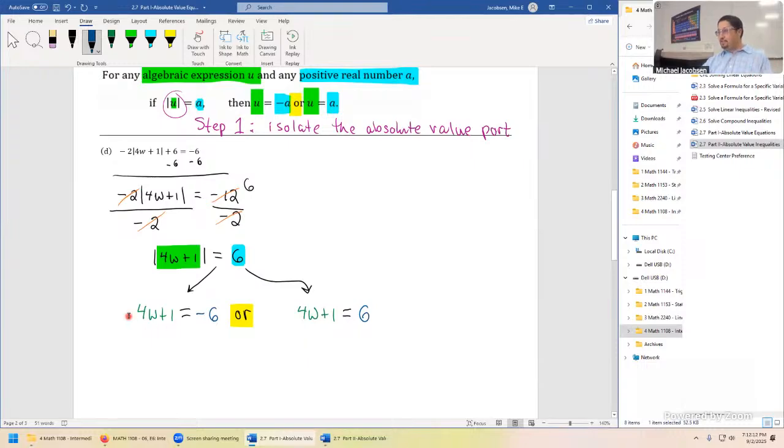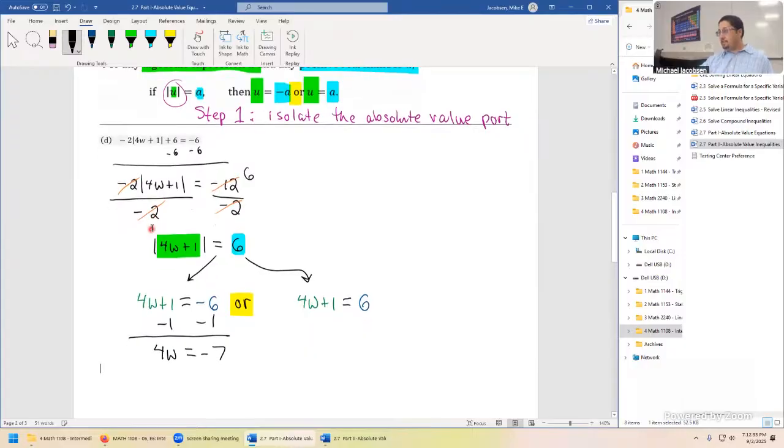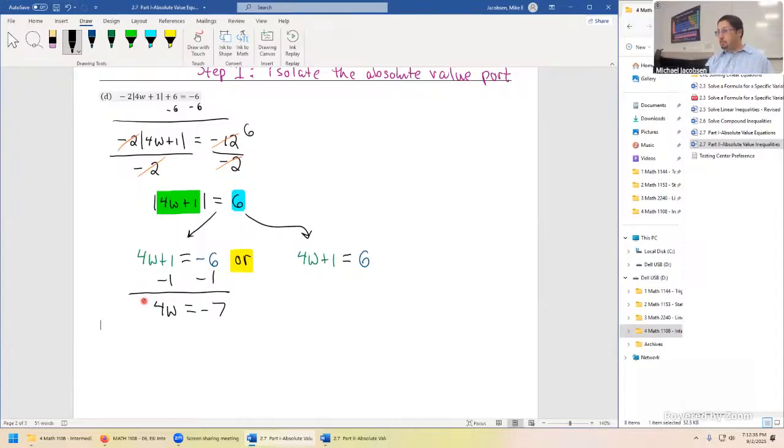Now we have 2 ordinary equations. So this is the relaxing part of class. We'll make this one our last problem of the day. Just do the normal things you would do algebraically. Subtract 1 from both sides on this one. I'll do them just one at a time. 4w equals negative 7. Last, divide by 4 on both sides. w equals negative 7/4. So that's 1 down.